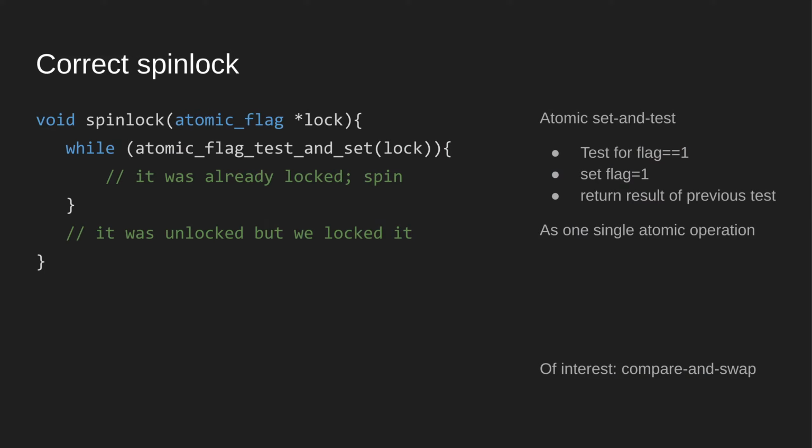Now you can use the atomic instruction here, atomic flag test and set, which is often abbreviated as TAS. What that does, and I have it here on the right hand side, is it tests if flag is equal to 1. Regardless of that result, it sets it to 1. And then it returns what flag used to be, right? It returns the previous result. And it does that as one single atomic operation, so no data races. And here's a correct spinlock implementation using the atomic flag test and set.